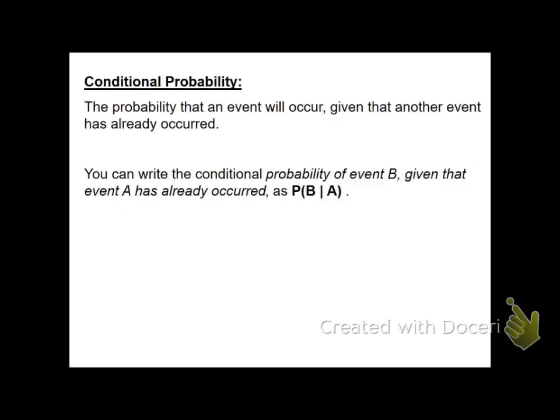Conditional probability. The probability that an event will occur given that another event has already occurred. You can write conditional probability of event B given that event A has already occurred as P(B|A). Read that as the probability of event B given A has already occurred.